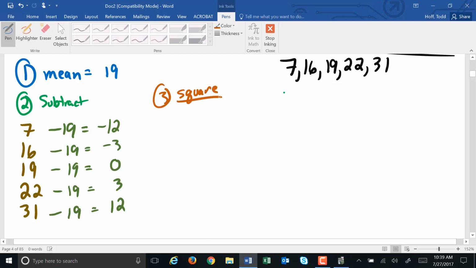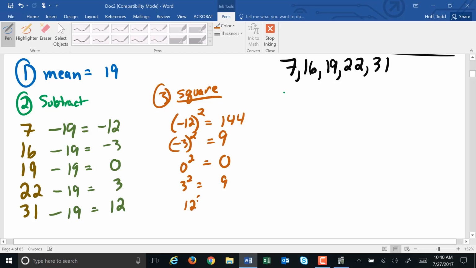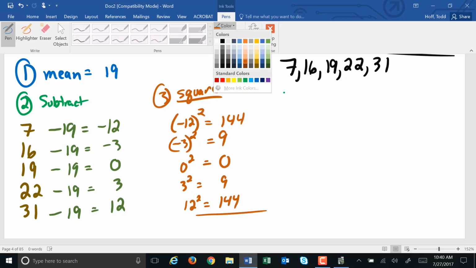Step 3. We're going to square them, right? Those are the deviations. Now we're going to square them. So our first squared deviation is negative 12 squared, which is positive 144. Negative 3 squared, 9. 0 squared, 0. 3 squared, 9. And 12 squared, 144. That's the squared deviations.